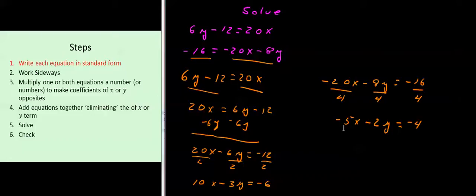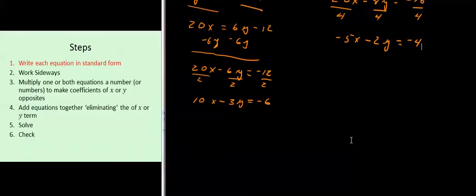Now I said write both equations in standard form. Notice that I have my coefficient of x being negative 5. It's not truly in standard form, but for the purposes of what we're going to do, the sign of the x term doesn't matter. So it's not a strict standard form, but I could have divided by negative 4 also. All right.